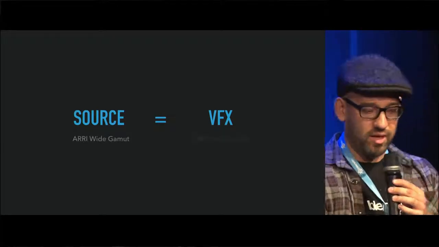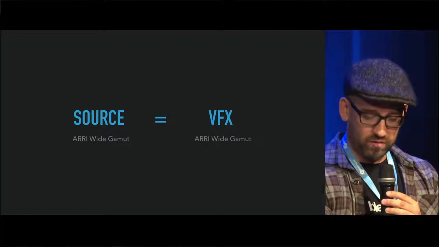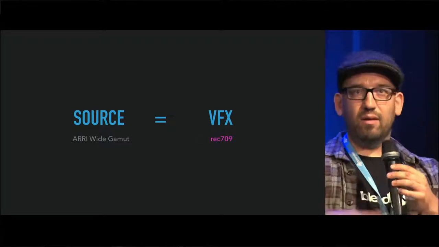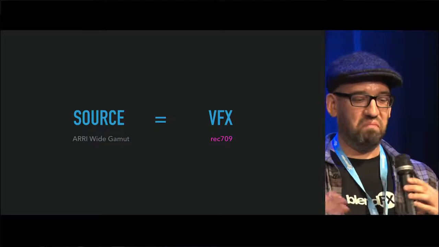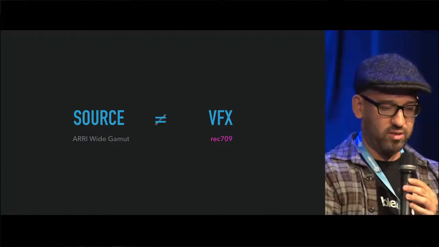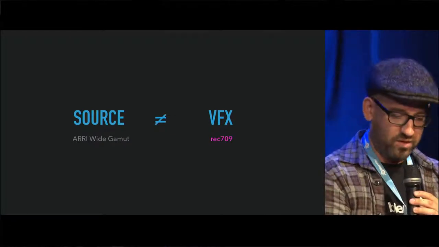So then we can deliver to cinema and DCP, DCI-P3, whatever, to web and to DVD or Blu-ray. But that only works if the source footage is exactly the same as VFX. I mean, of course, with the VFX, but the color space has to be the same. In that case, that would be Arri Wide Gamut for the source footage and Arri Wide Gamut for the visual effects. However, in Blender, the color space is Rec. 709, so that does not work. So the source is not the same as the visual effects.